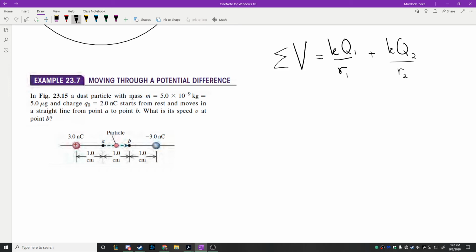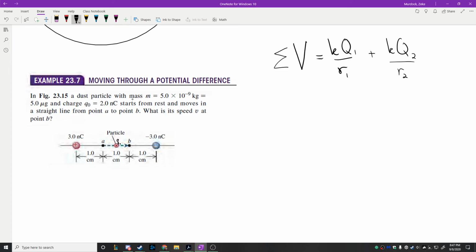So in this problem, we're going to go through this step by step. I'm going to have you guys do some intermediary steps as we're going. A dust particle with a mass of 5 micrograms and a charge Q naught equal to 2.0 nanocoulombs. This is the particle. This is your Q naught right here.